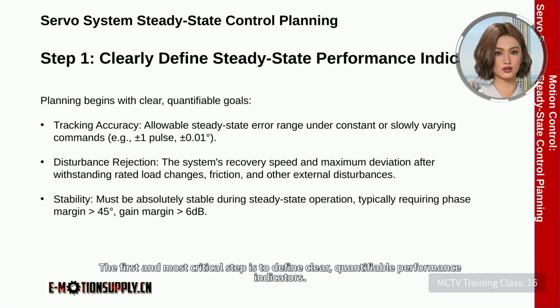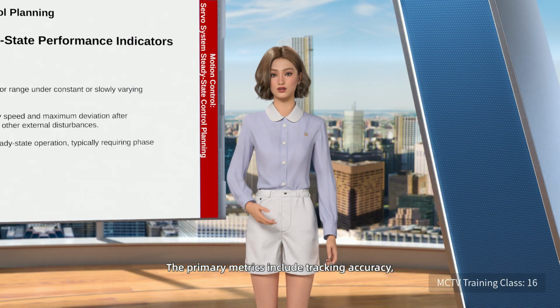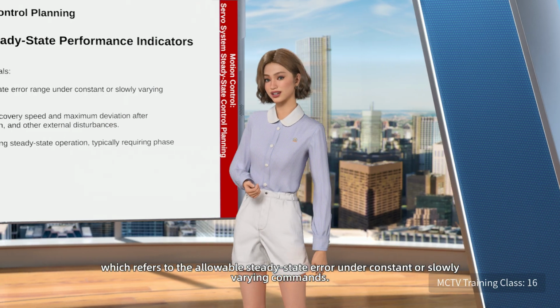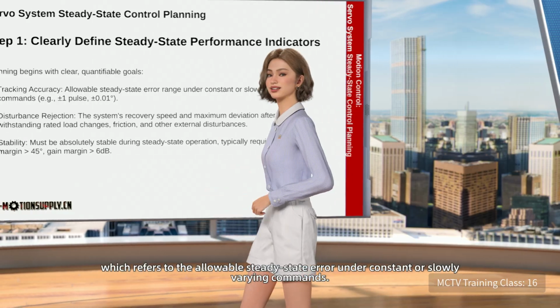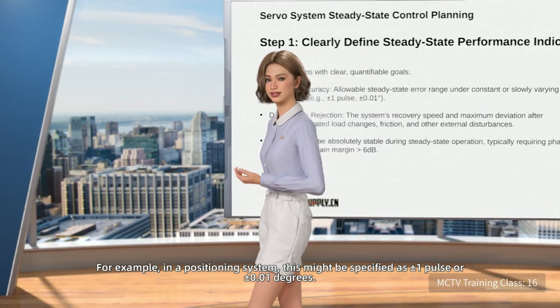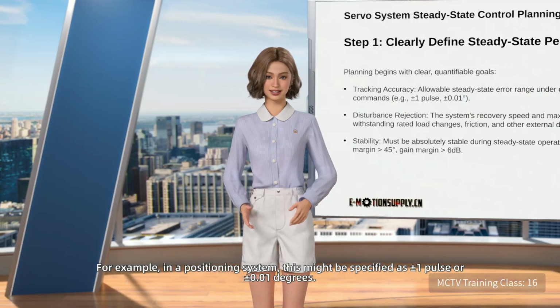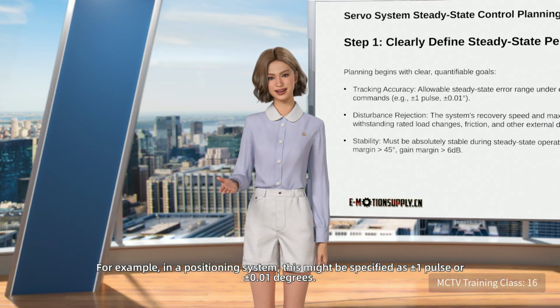The first and most critical step is to define clear, quantifiable performance indicators. These indicators serve as the design goals and evaluation criteria for the entire control system. The primary metrics include tracking accuracy, which refers to the allowable steady-state error under constant or slowly varying commands. For example, in a positioning system, this might be specified as ±1 pulse or ±0.01 degrees.